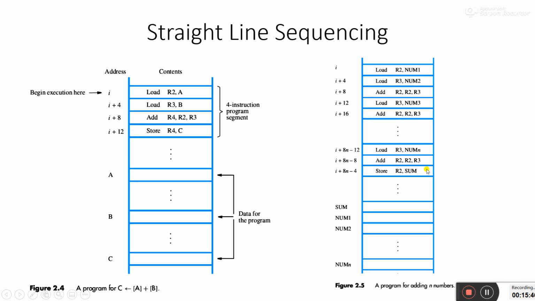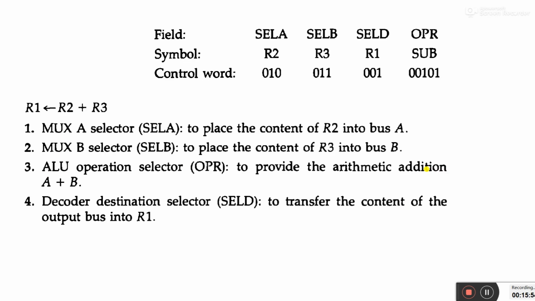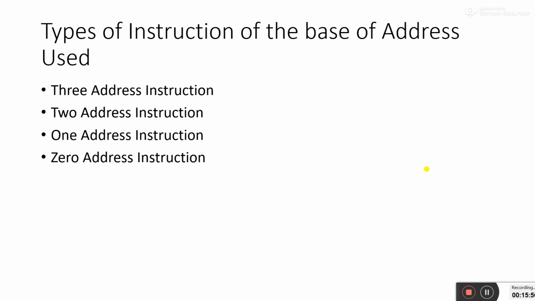So this is all about this lecture. In my next lecture I will tell you how the instructions are generated and how I can use them, and I will also tell you about the types of instructions: three-address, two-address, one-address, and zero-address instruction formats. Thank you for this lecture.